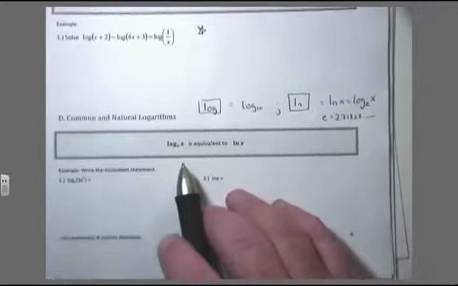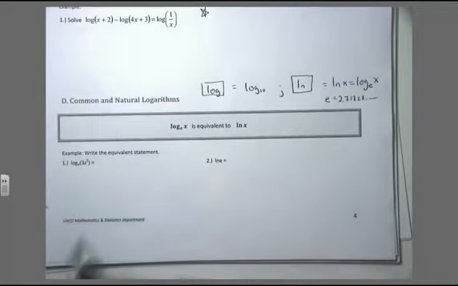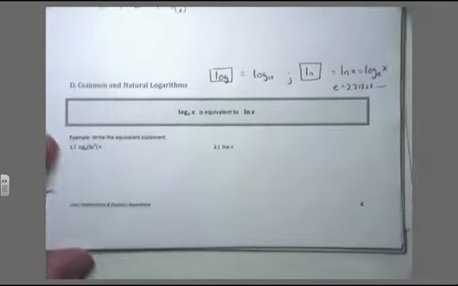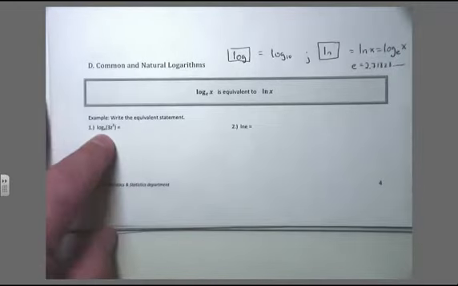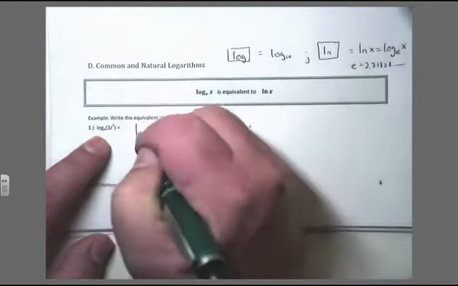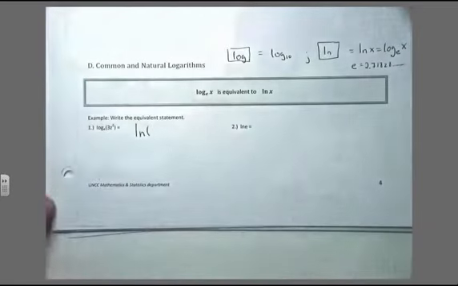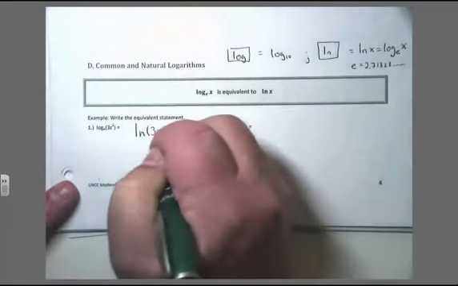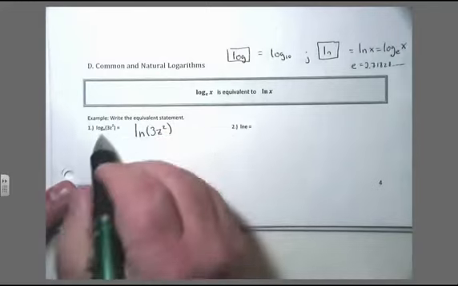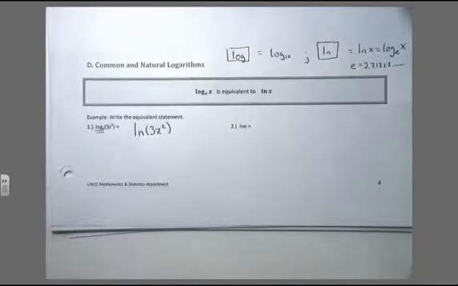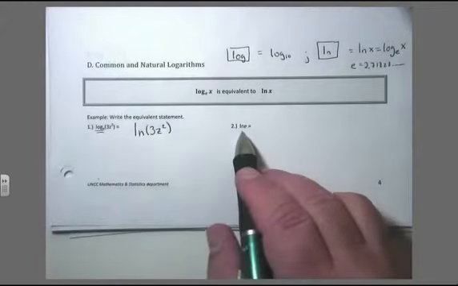So let's rewrite the equivalent statement on this guy. The first one is this. We never write log base E. What is log base E also known as? The natural log of 3z squared. This is what we're after. We don't write log base E. We write natural log of 3z squared. What about this one?